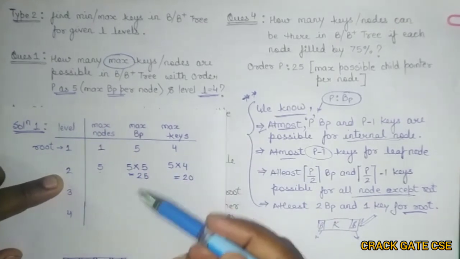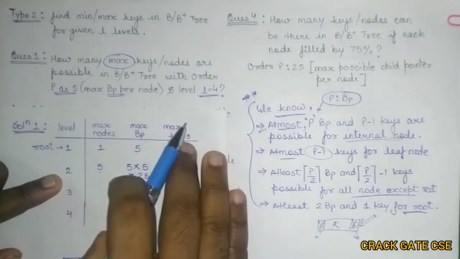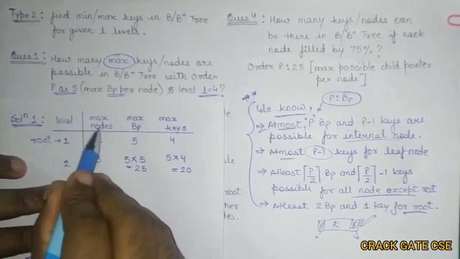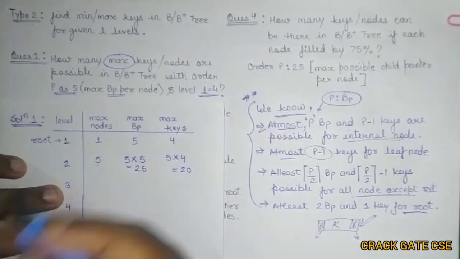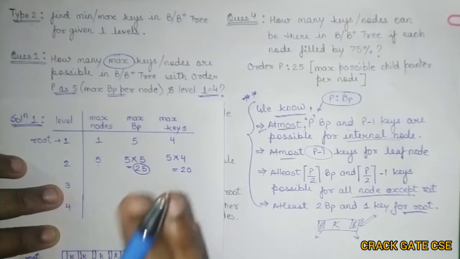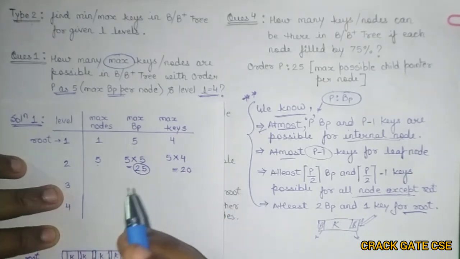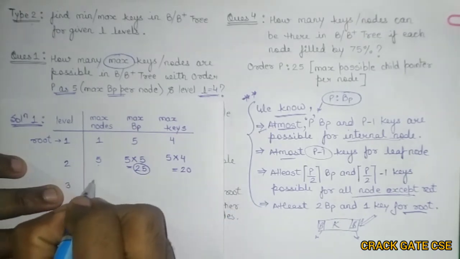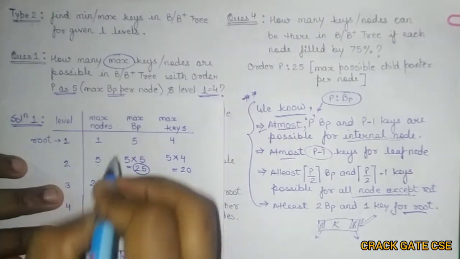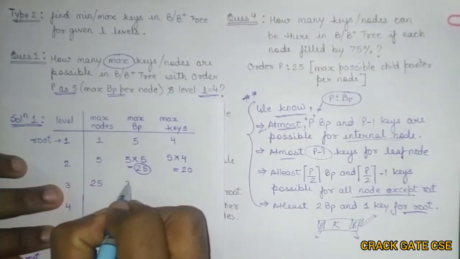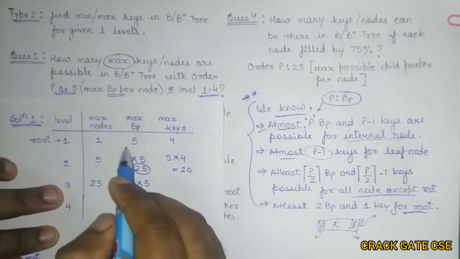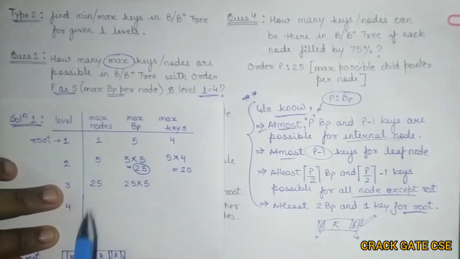Similarly, you have to analyze the next level. In the third level, how many maximum nodes can be there? In the upper level, that means in the second level, I am having 25 block pointers. And if 25 block pointers are there, then there can be at max 25 nodes present in the third level. And how many block pointers are possible? If there are 25 nodes in the third level, each can consist of at max 5 block pointers.